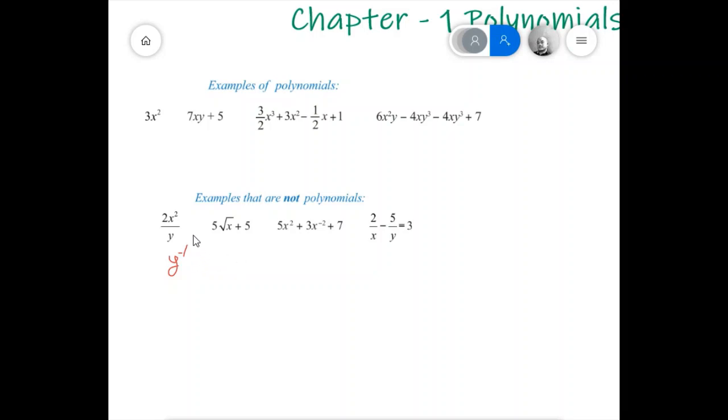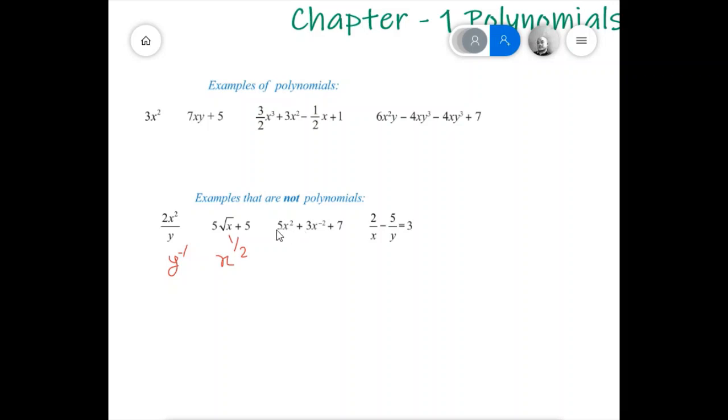Okay, so therefore we cannot say that it is a polynomial. Similarly, when we go for the root of x, what does it mean? x to the power 1 by 2, so it is a fractional number. Okay, but it is not a whole number.